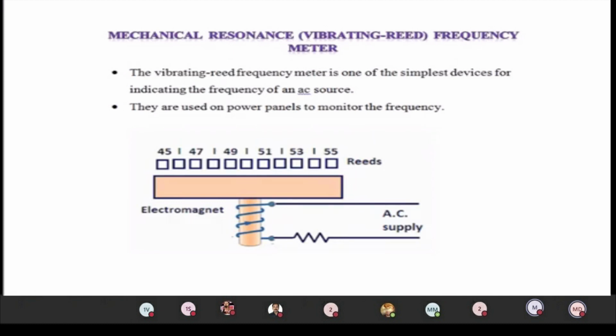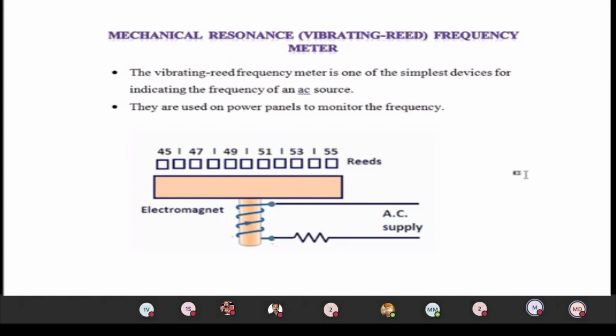If you go to the electrical machines lab in the college, you can see it. It will be installed, since there will be an AC distribution panel available in the electrical machines lab, so definitely you can view this meter. So this is a very simple meter when compared to others.